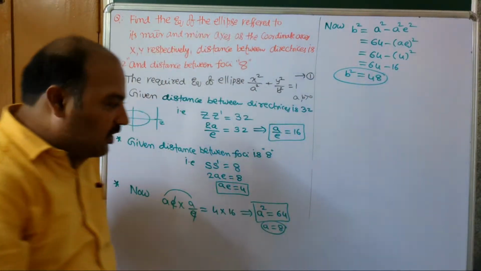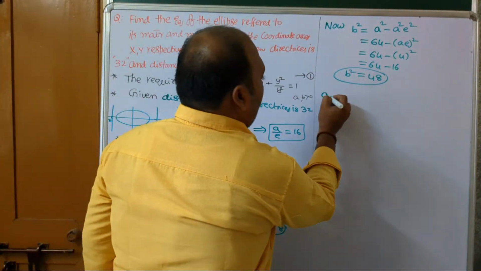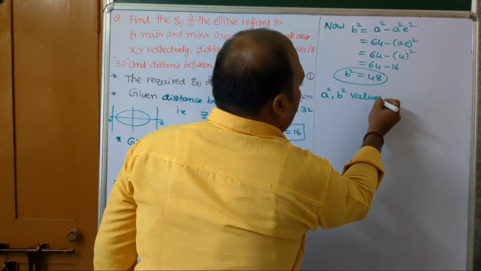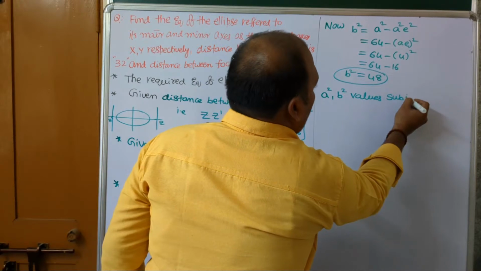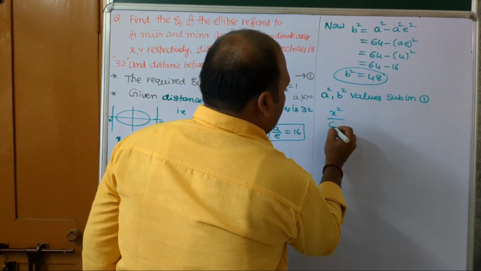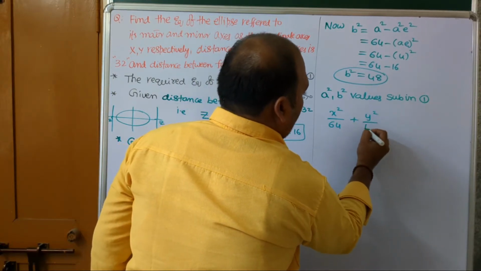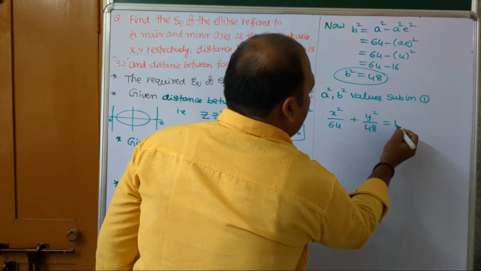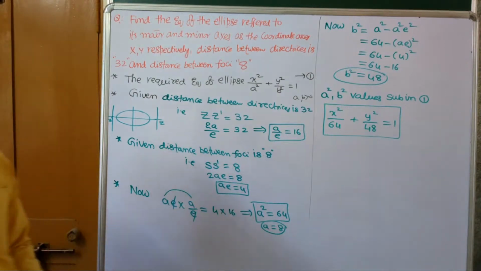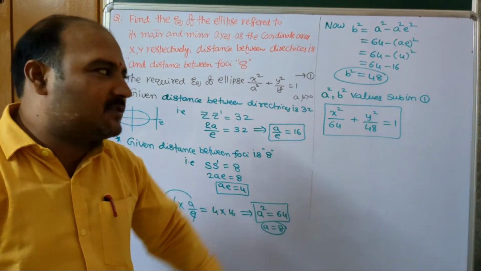So b square value we got, a square value also we got. So a square, b square values substitute in equation 1. So x square by 64 plus y square by 48 is equal to 1. So the required equation of the ellipse is this. Number of times they asked this question, dear students.